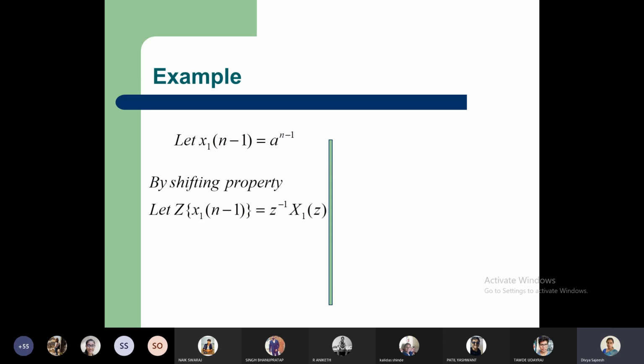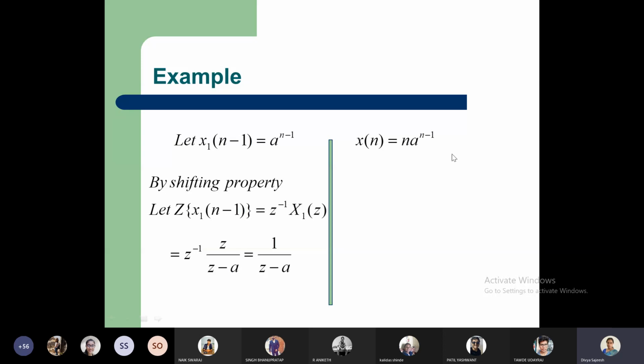First we shifted the signal and, using the shifting property, we applied z inverse into x1 of z, so z inverse into z upon z minus a. Now we have another part also. Your actual signal is x of n equal to n into a raised to n minus 1.